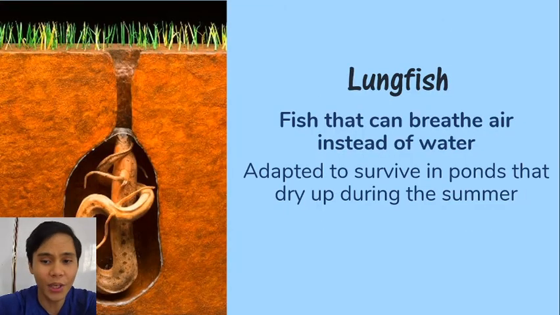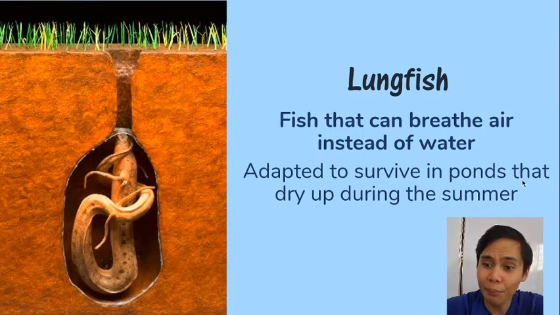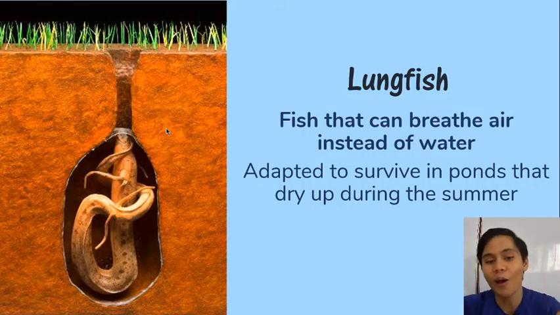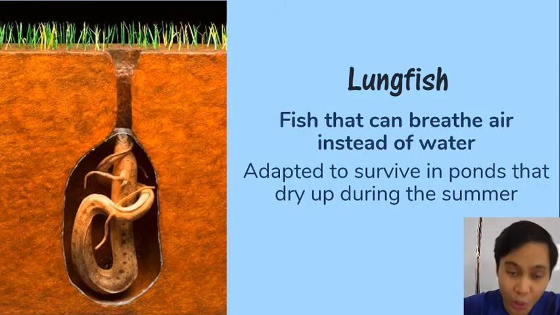The lungfish in particular can breathe air instead of water. It's adapted to survive in ponds that dry up during the summer. When the ponds dry up, your lungfish burrow underground and then they just gulp the air instead of trying to breathe through non-existent dried up water.